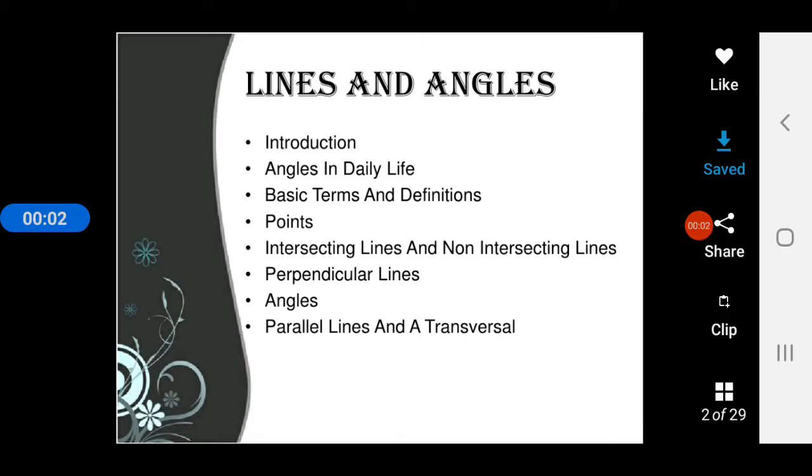Students, hope you are happy after your unit test. Now we are going to start our new chapter, Lines and Angles.